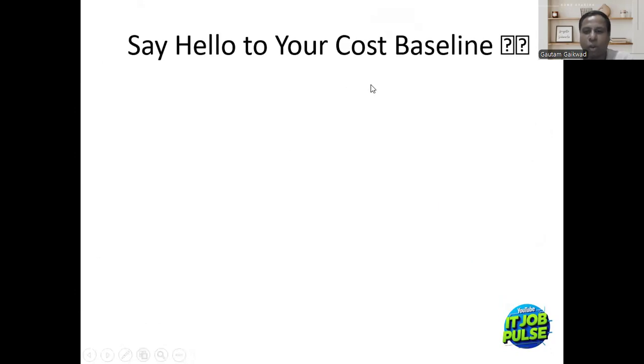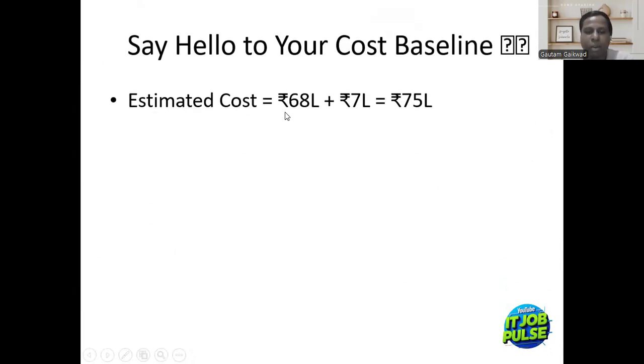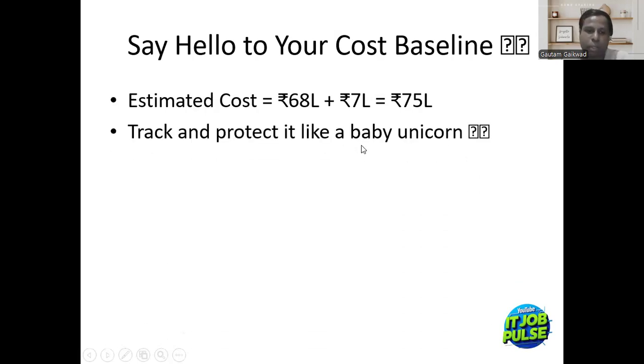Say hello to your cost baseline, that is estimated cost, equal to 68 lakh plus 7 lakh, which is coming to 75 lakh. Now we have added a contingency reserve of 7 lakh rupees for known risks. Track and protect it like a baby unicorn. Definitely, we have to track it as a project manager. One more time, I'll repeat.